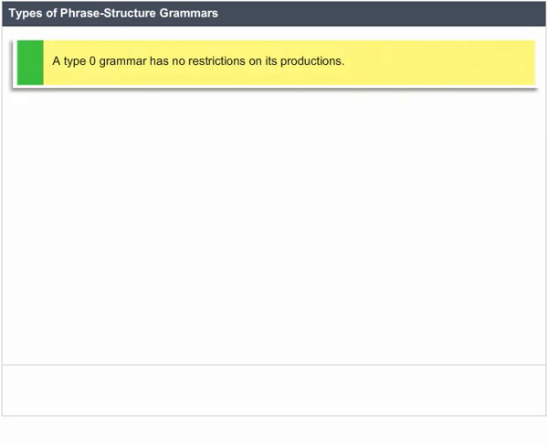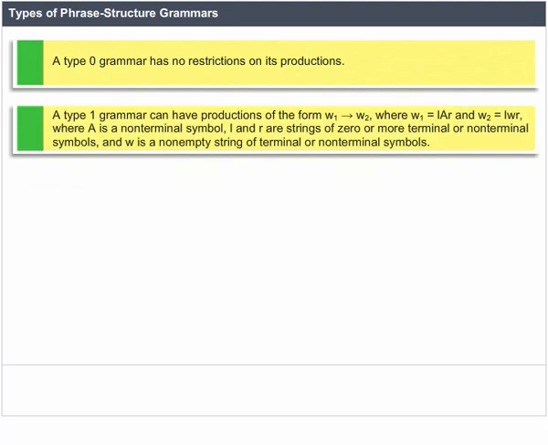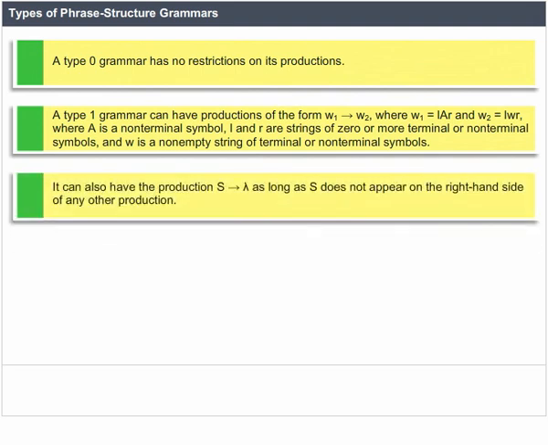A type 0 grammar has no restrictions on its productions. A type 1 grammar can have productions of the form W1 tends to W2, where W1 equal to lAr and W2 equal to lWr, where A is a non-terminal symbol, l and r are strings of 0 or more terminal or non-terminal symbols, and W is a non-empty string of terminal or non-terminal symbols. It can also have the production S tends to lambda as long as S does not appear on the right-hand side of any other production.